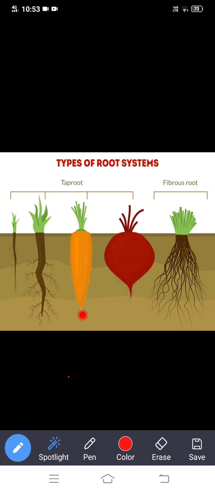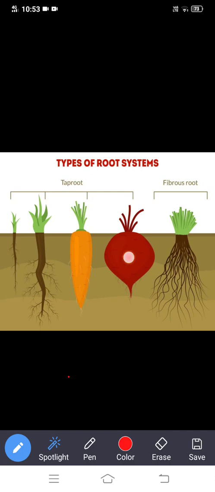So here are some examples of taproot system you can see. These first four diagrams are taproot system. So these are the ordinary plants which will have taproot system. The main root, lateral root and root hairs are clearly seen. Some of the other examples like carrot, beetroot, radish, these are also examples for taproot system.